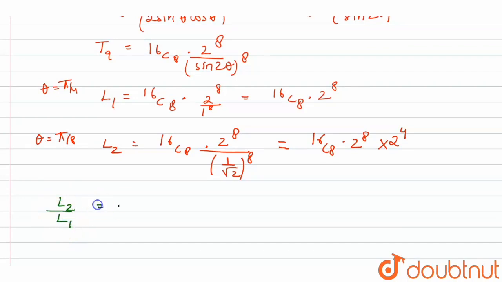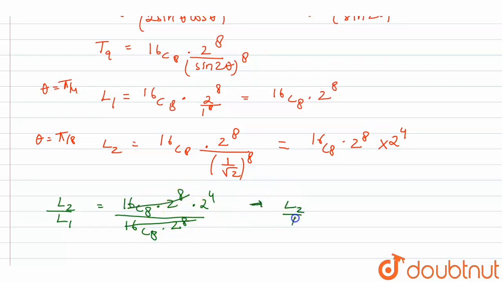Now we have to calculate L2 by L1. So L2 is equal to 16C8 into 2 to the power 8 into 2 to the power 4, and L1 is 16C8 into 2 to the power 8. So this and this go off. So we are left with L2 by L1 equal to 2 to the power 4, which is equal to 16. So 16 is the final answer.